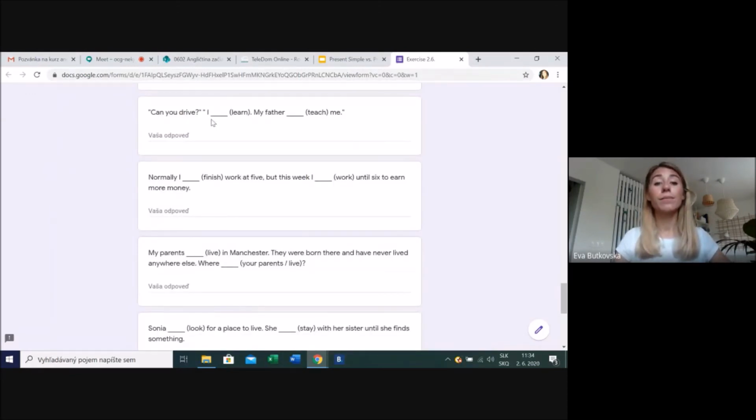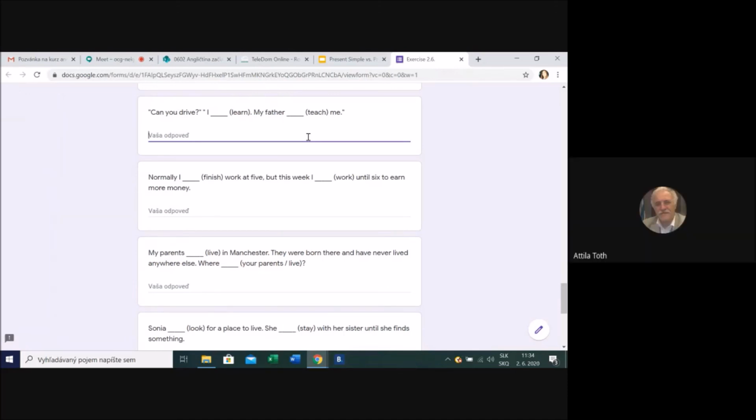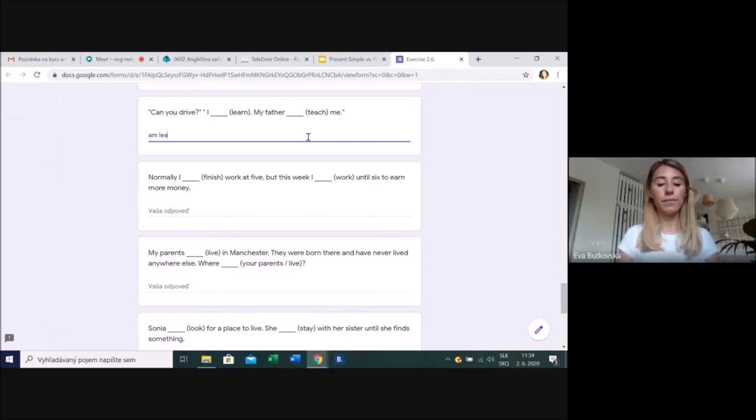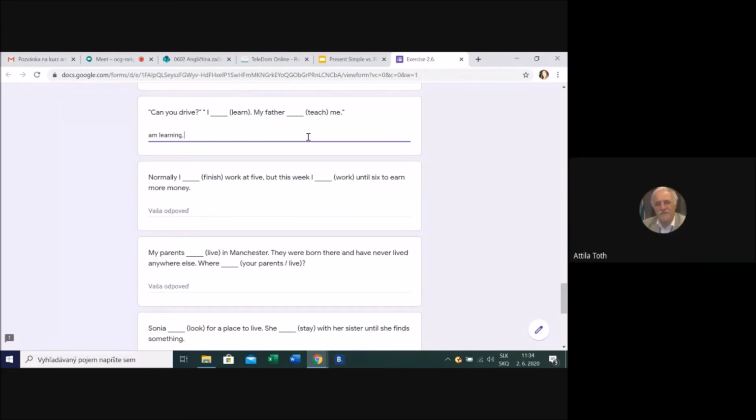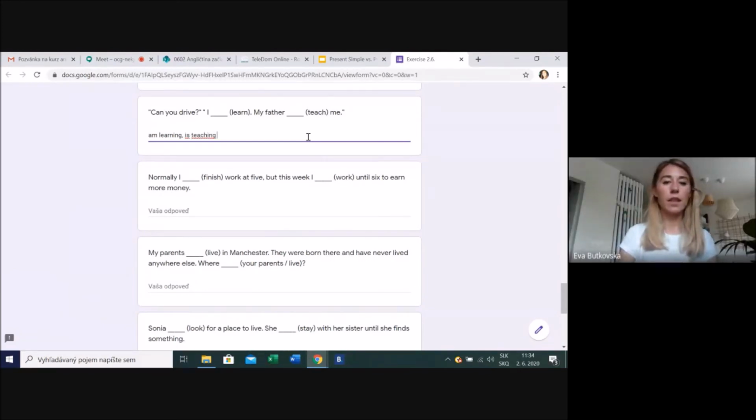Can you drive? I'm learning. My father is teaching me. So think about present simple or present continuous. So which one is correct? Can you drive? I'm learning. I am learning. Yes, very good. My father is teaching me or teaches me. Is teaching me. Okay. That's the one. Because it's happening now, or the change is over time. It's not a fact. Very good.